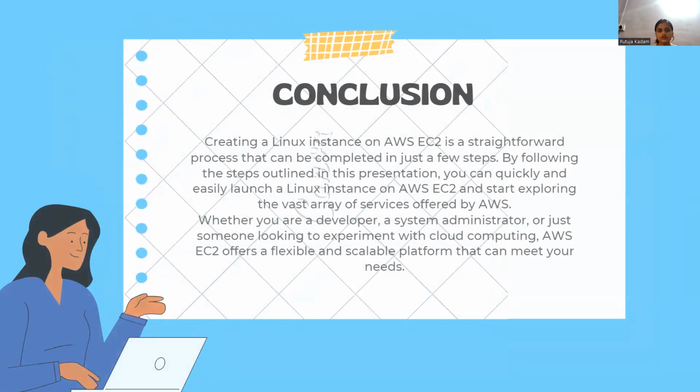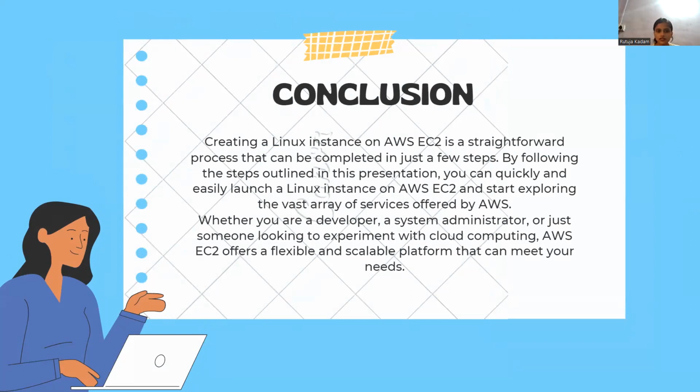So, conclusion. At the end, creating a Linux instance on AWS EC2 is a straightforward process that can be completed in just a few steps, as you saw earlier. By following the steps outlined in this presentation, you can quickly and easily launch a Linux instance on AWS EC2 and start exploring the vast array of services offered by AWS. Whether you are a developer, a system administrator, or just someone looking to experiment with cloud computing, AWS EC2 offers a flexible and scalable platform that can meet your needs.